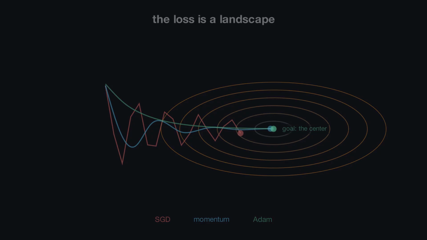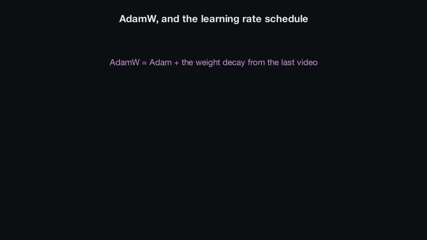One more name you will see everywhere is ADAM W. It is simply ADAM plus the decoupled weight decay we met in the regularization video, done the proper way. For transformers, it is the default.